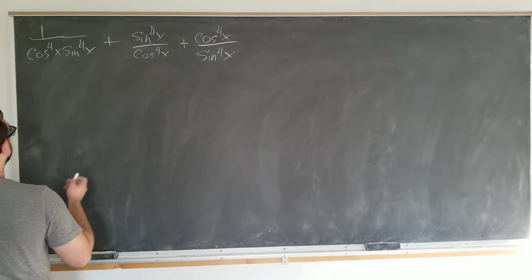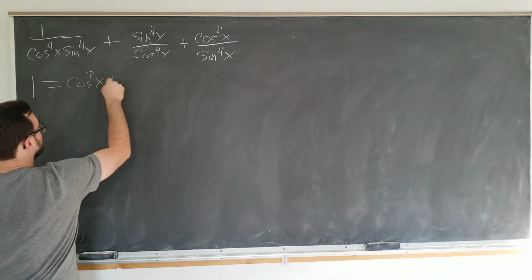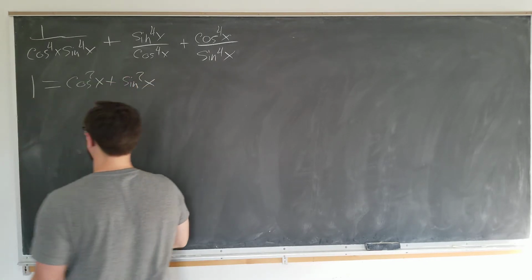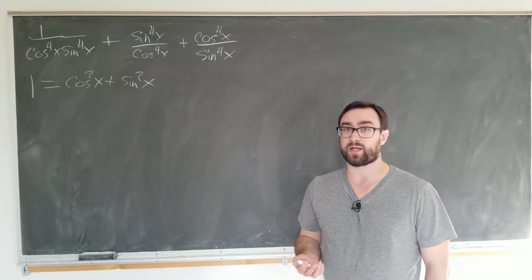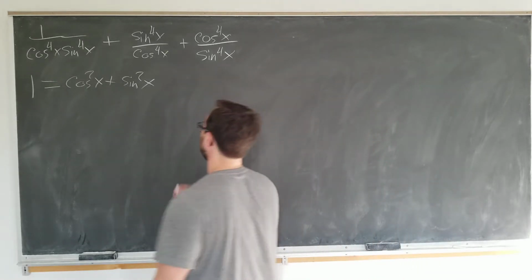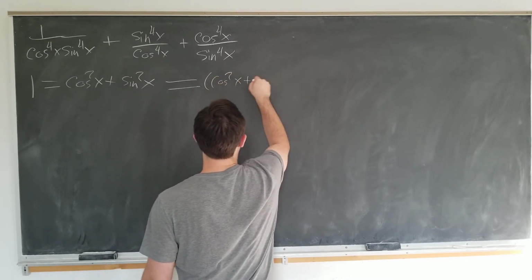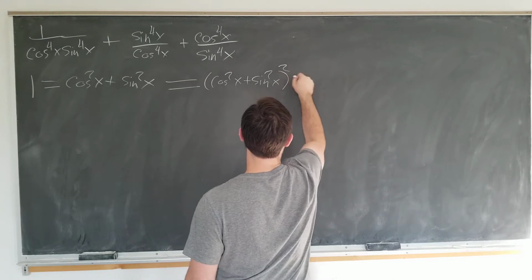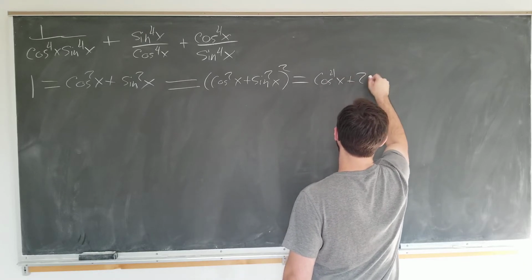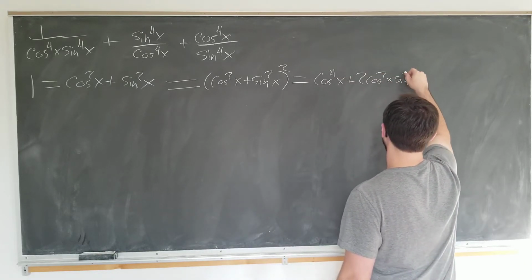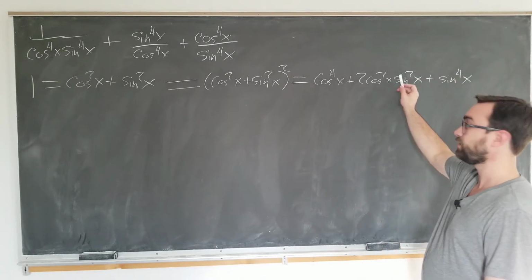So let's start with the Pythagorean identity. We know that 1 is equal to cosine squared x plus sine squared x from elementary high school, of course. You've seen this before. What you haven't seen, though, is if we square both sides, we can get some interesting looking results. If we square both sides, it is cosine squared x plus sine squared x, all squared, which we can also rewrite as cosine to the fourth x plus 2 cosine squared x sine squared x plus sine to the fourth x. And now 1 is equal to this.